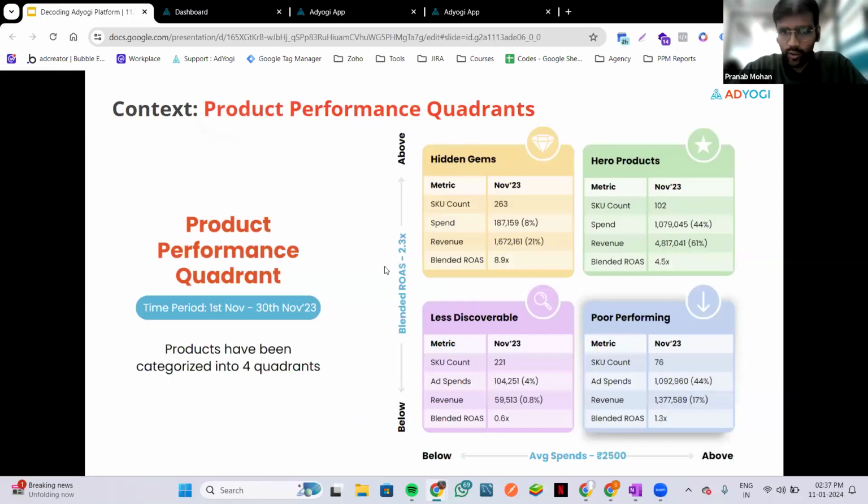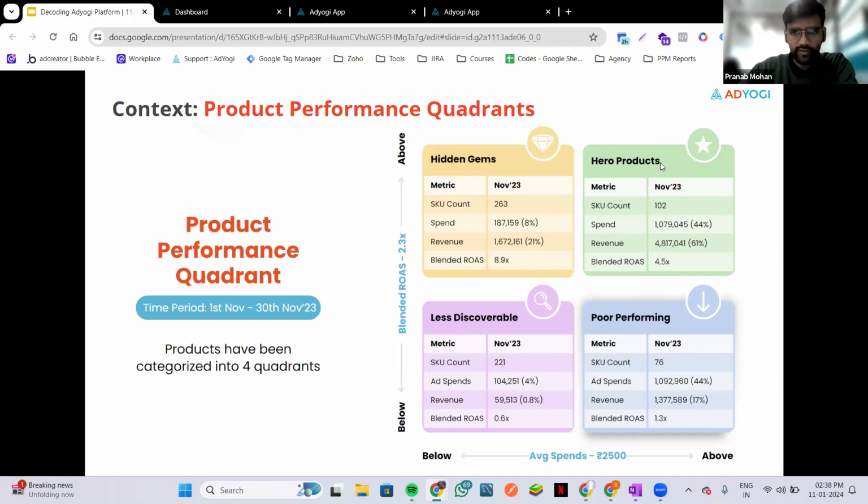And just for context, when we're talking about these problems, we'll be referring to these quadrants, or let's say these sections where your products move. So just a basic heads up. These are product performance quadrants, which essentially means that of all the products in your catalog, your products can be classified into 4 quadrants, which is either hero products, hidden gems, less discoverable, and poor performers.